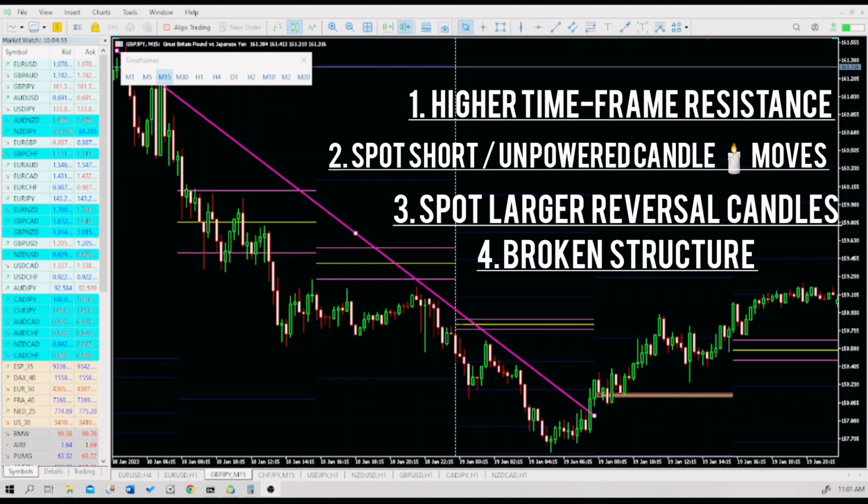The fourth thing is when a structure is broken. When a structure is broken, like when you break a lower low or a higher high, it means that the market is trying to reverse. So these are the four criteria you must meet.